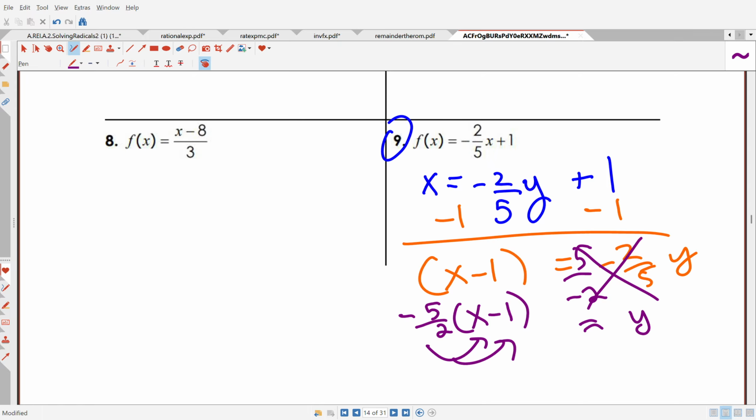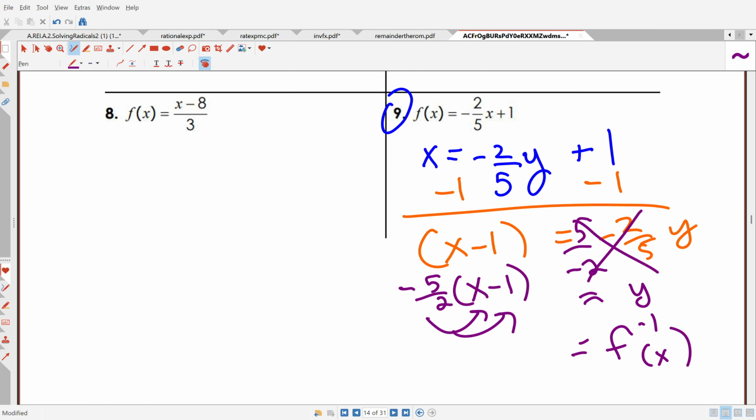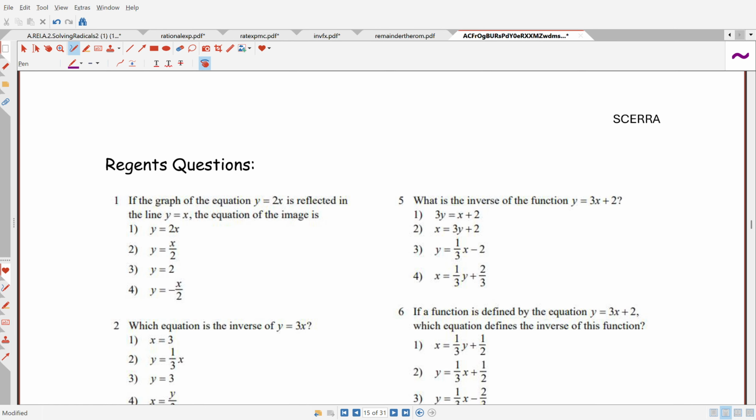Maybe if it's multiple choice, you might have to distribute, but if it's open response, you could replace the y with this. This is the symbol for the inverse of f of x. Do you want to try another one?